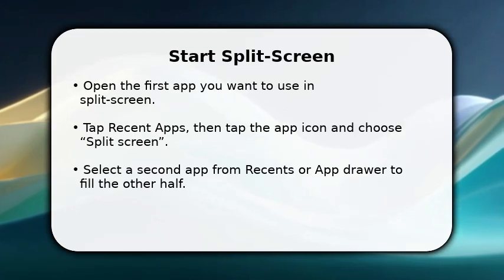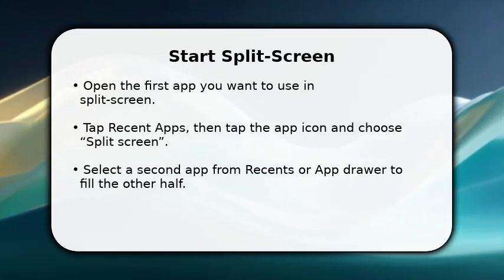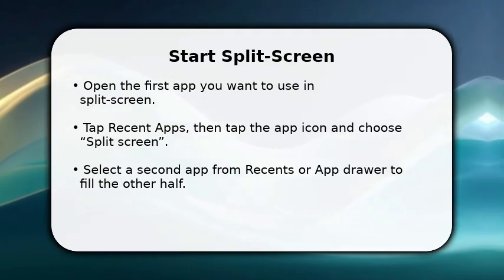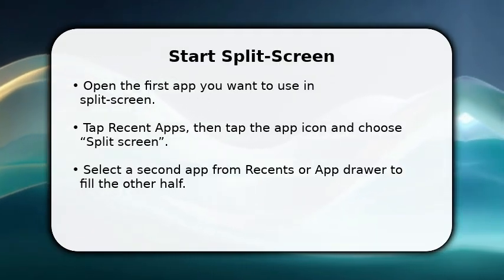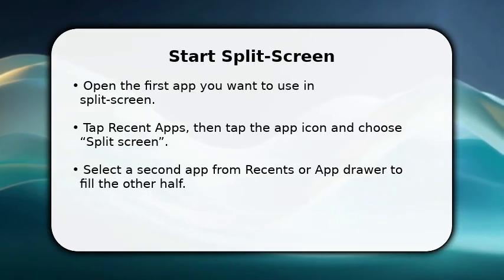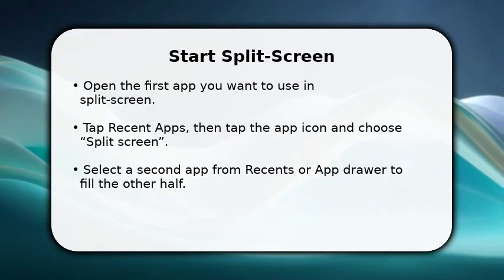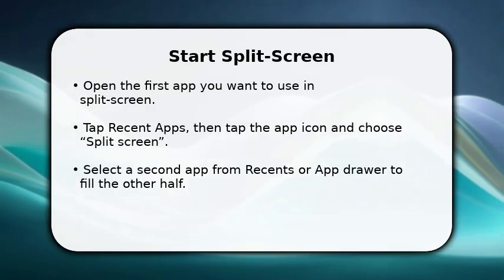Enjoy the video. You'll begin by choosing the primary app. Open it, then hit Recent Apps. This shows active tasks. Once visible, tap the app icon at the top of its card and select Split Screen. This locks that app into the top or left half. Now pick the second app from Recents or the app drawer, and it will occupy the other half.